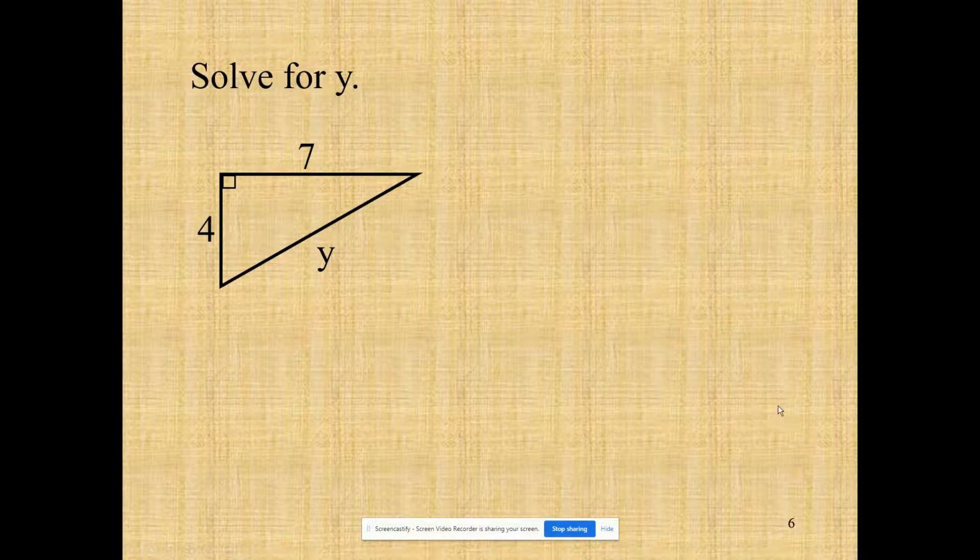Okay, so we're going to try this one right here. We're going to solve for y. We've got one leg is 4, one leg is 7. Now I'm going to pull up my Pythagorean theorem. I've got my a squared plus b squared equals c squared. And I have my two legs here. 4 is one leg, 7 is the other leg. So I'm going to have 7 squared plus 4 squared equals my y squared. This is my y, and I want to find out what that is.